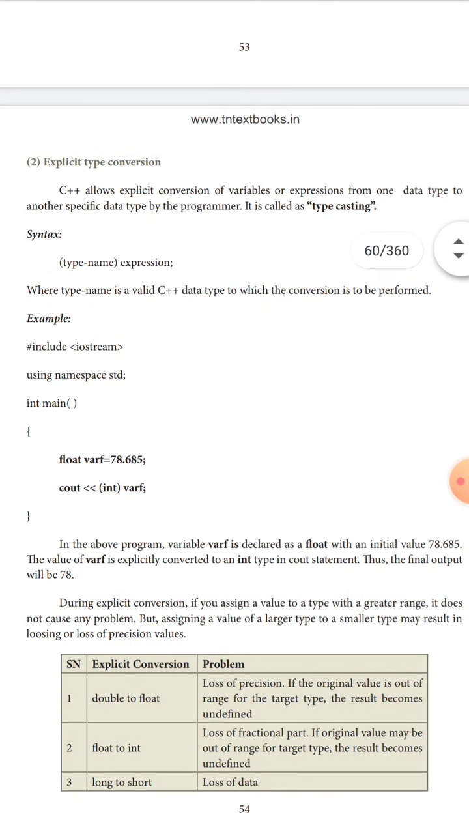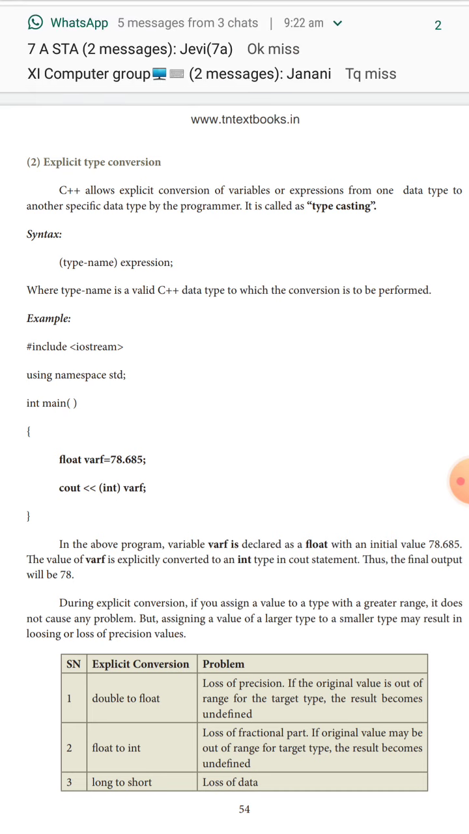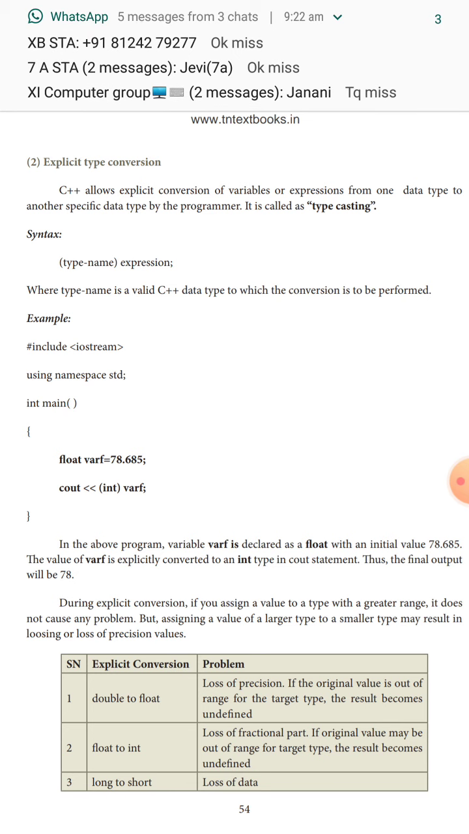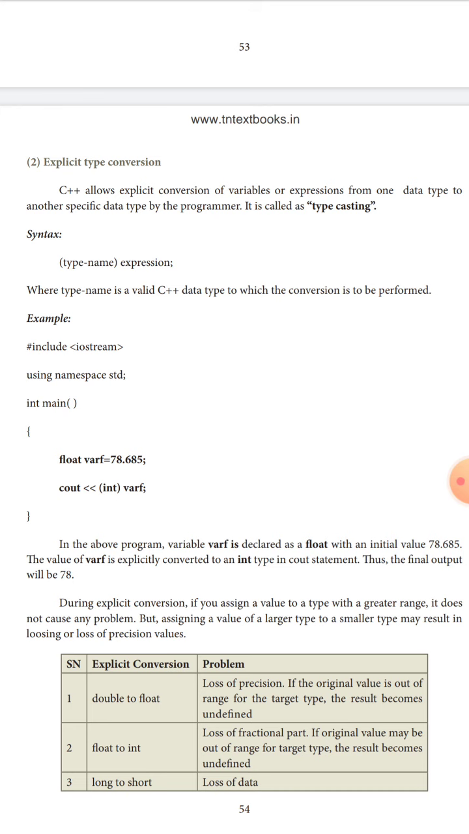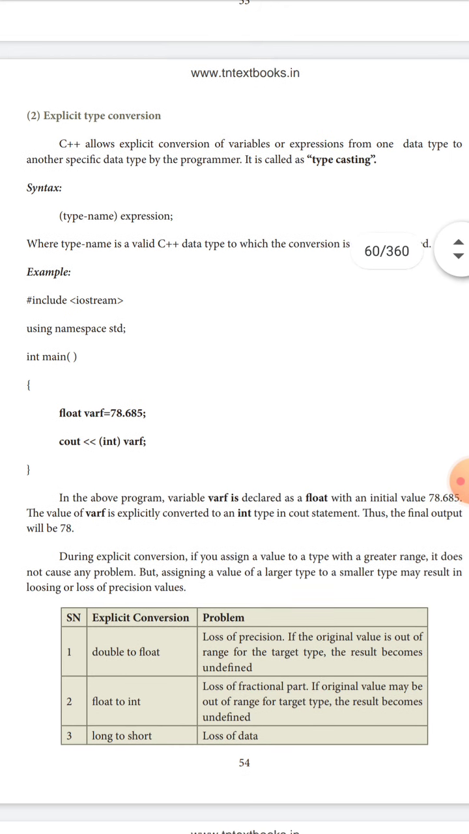For example, here a float variable of 78.685. You want to convert it to an integer. If you convert the floating point variable, it is converted to integer format, so you get the output 78, the whole number. The fraction, the decimal part, is dropped, and only the whole part is taken to the output.